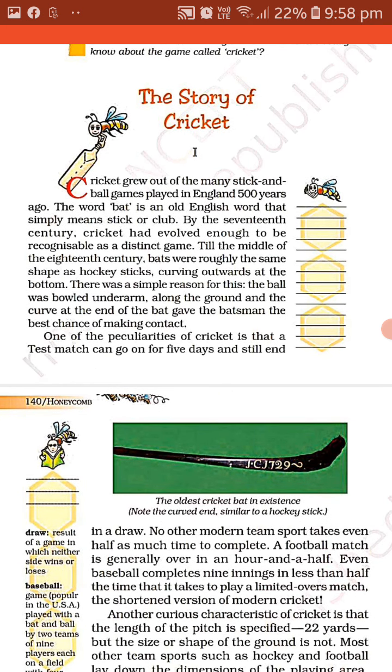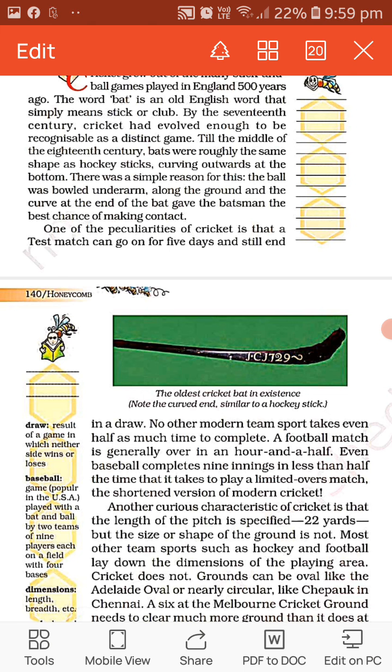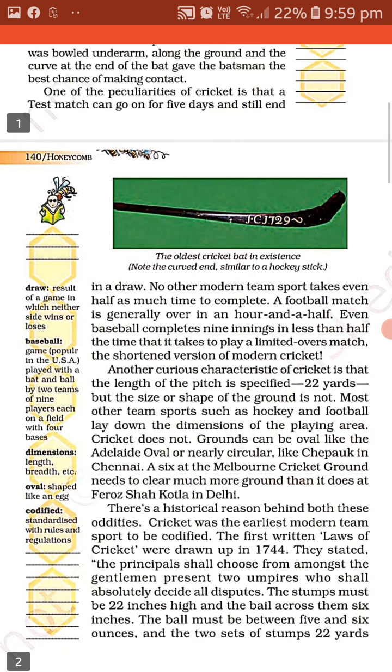Children, cricket is one of the many games played with a ball and a bat. It has been played in England for the past 500 years, and it evolved as a distinct, very different game around the 17th century. Initially, during the mid 18th century, the bat used to be like a hockey stick, curved outwards.